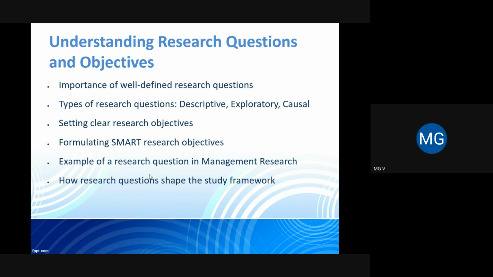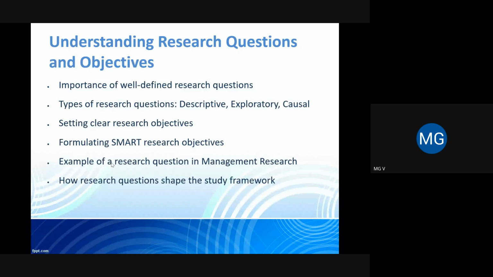Understanding research questions and objectives. Clearly defining research questions is the foundation of any successful study. Well-crafted research questions ensure that the study is focused and methodologically sound. There are three primary types of research questions: descriptive, which seeks to explain a phenomena; exploratory, which investigates new areas of knowledge; and causal, which examines cause and effect relationships. Research objectives must be SMART.